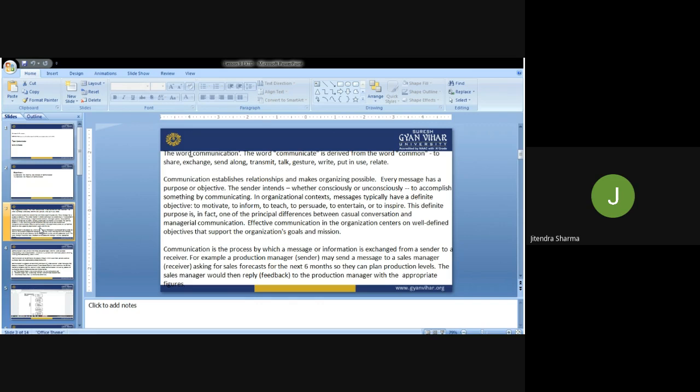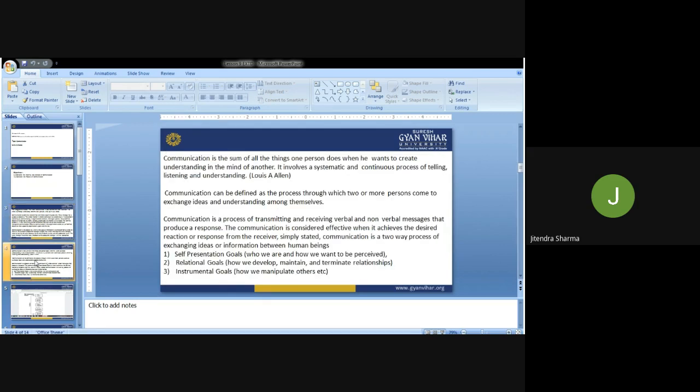So that is a message between the production manager and the sales manager. He required it to plan the production of a particular product for the next 6 months. So he asks for a sales forecast from the sales people. This message is very clear, and the sales manager has given the forecast for the product for the next 6 months. That is why this is communication: a process by which a message or information is exchanged from a sender to a receiver.